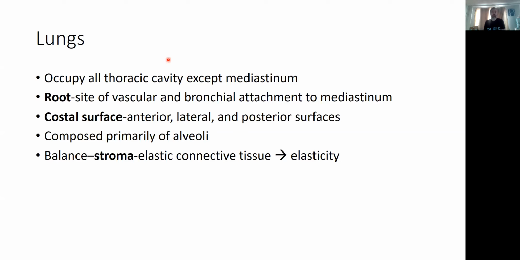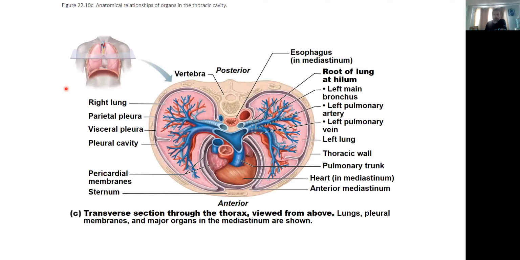Now with the lung, we've got a couple of different anatomical terms that we need to cover here. One of these is the root. If we look here, this is a transverse section, so we're looking at the top of the lungs here.